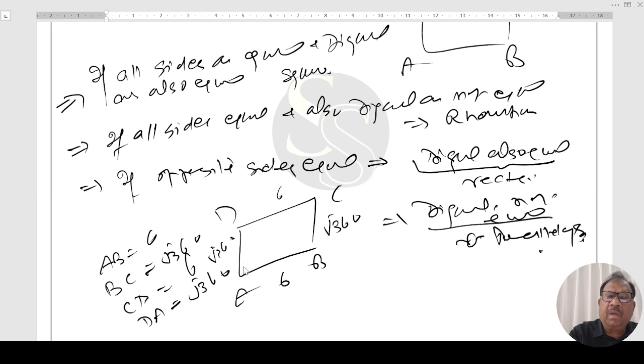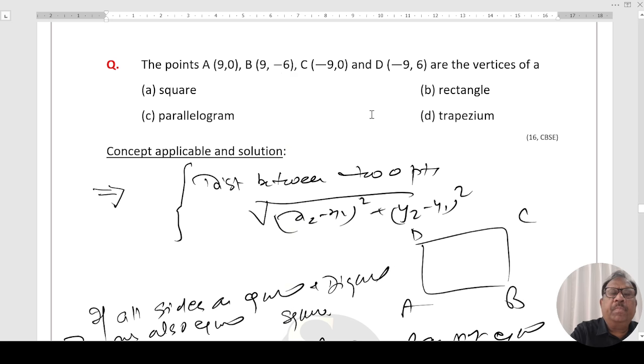Now we have to find the lengths of the diagonals AC and BD. In this case, this comes out to be 18 units, and this comes out to be under root 460 units. Means diagonals are not equal in length. So the correct answer is parallelogram. C is correct. I have given the concept applicable on how to identify. Right? Next question.